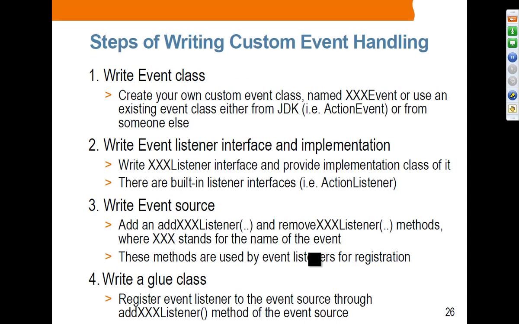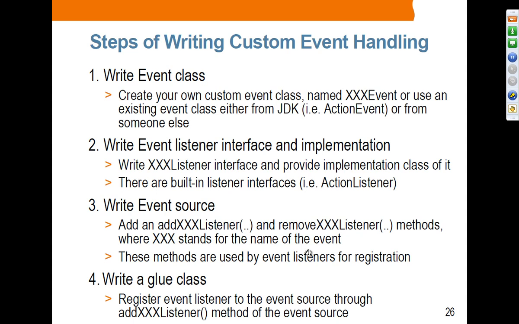Okay. So the way that you are going to write this custom event handler among beans is like this. First, you are going to write an event class. Typically, you're going to name it xxx event. Or you can actually use an existing event class from the JDK. The JDK provides a button, the JButton class, right? The JButton class can handle an action event. This action event is already defined. It's one of the event classes already provided in the JDK. So you can use this existing event class, like the action event class.